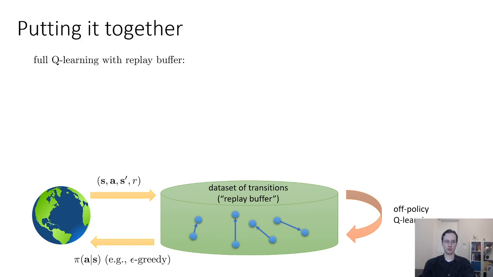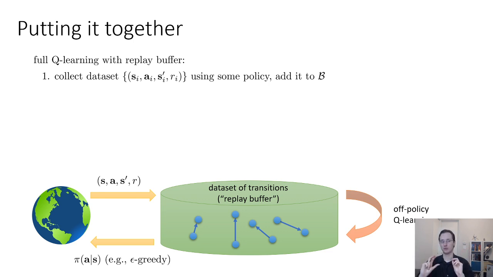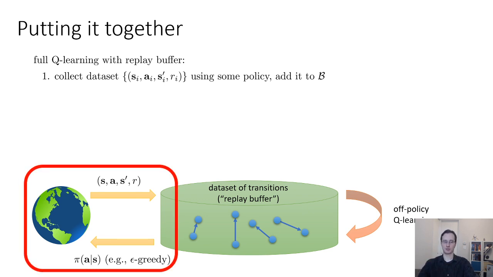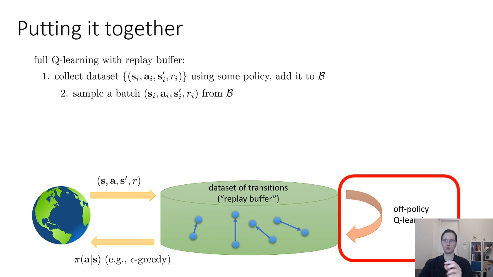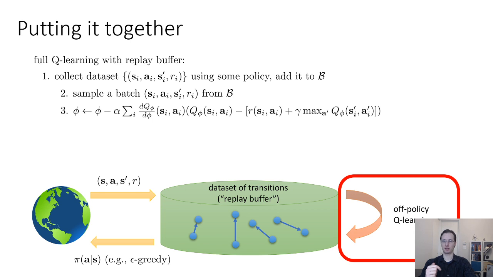All right, so putting it all together, we can devise a full kind of Q-learning recipe with replay buffers. Step 1, collect a data set of transitions using some policy. Maybe initially it's just a random policy, later on it will be the argmax policy with epsilon greedy exploration, and add this data to your buffer B. So that's this part. Step 2, sample a batch from B and then do some learning on that batch by summing over the batch this Q-learning pseudo-gradient.